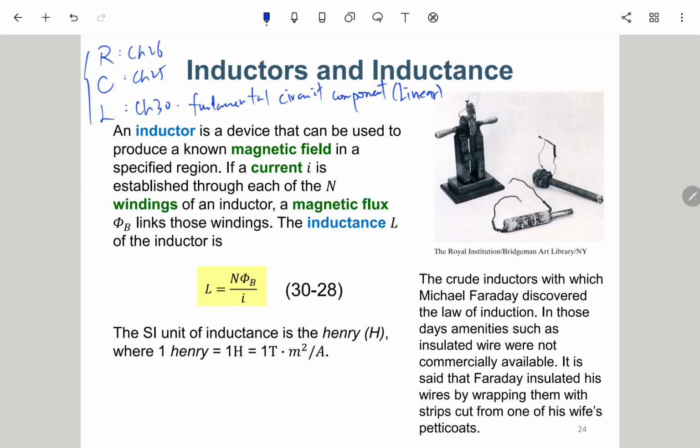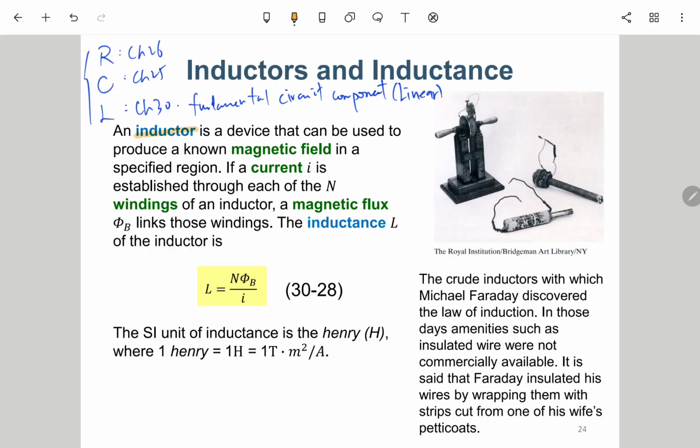In this case, it is an RLC circuit. So in that case, the ODE is also linear. So let's come back to here. It says an inductor is a device that can be used to produce a known B field in a specific region. You can consider it is the same as the solenoid that we have studied in chapter 29.